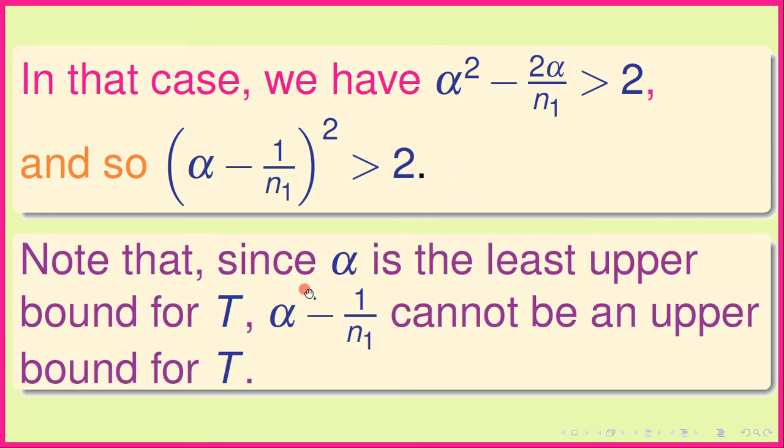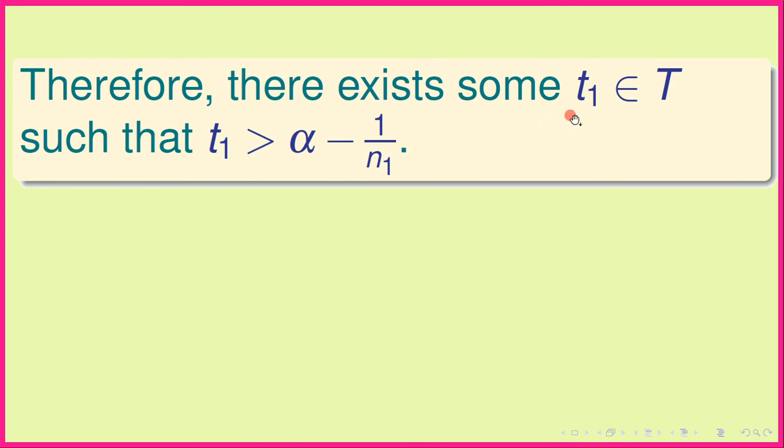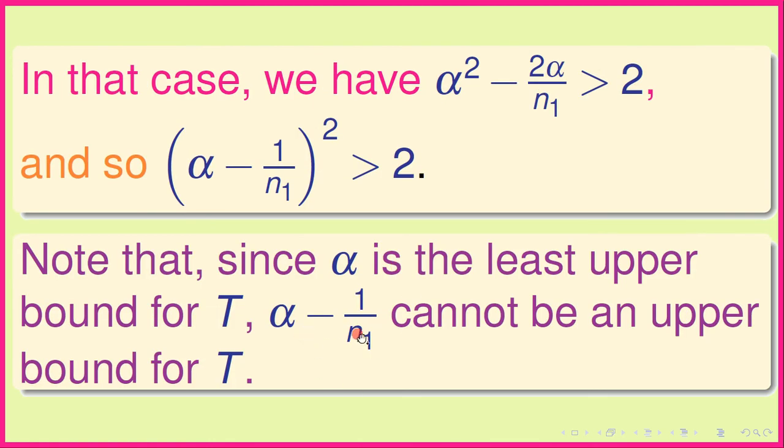Note that since alpha is the least upper bound for T, alpha minus 1 upon n1 cannot be an upper bound for T. So this quantity is less than alpha, so it cannot be an upper bound for T. Therefore, there exists some t1 in T such that t1 is greater than alpha minus 1 upon n1. So this is not an upper bound, means there is a t1 greater than this. That's what is written here.